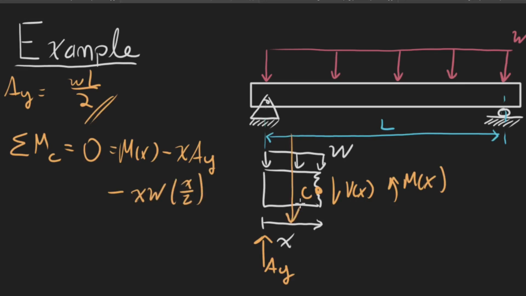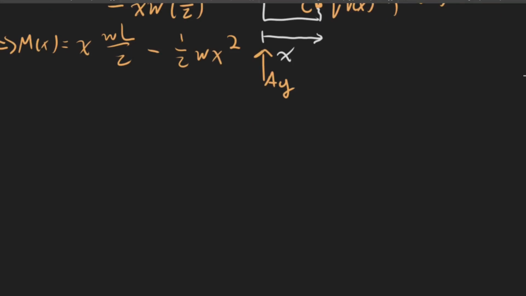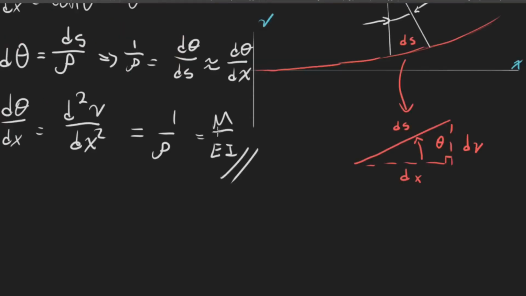right? Halfway through this section right here, which means that my M as a function of x is equal to x, and then I'm just going to go ahead and put wL over 2, because that's what our Ay is, minus, and then we'll have a 1/2 wx squared, okay? So now to get theta of x, all we have to do, coming back here, is integrate M over EI.